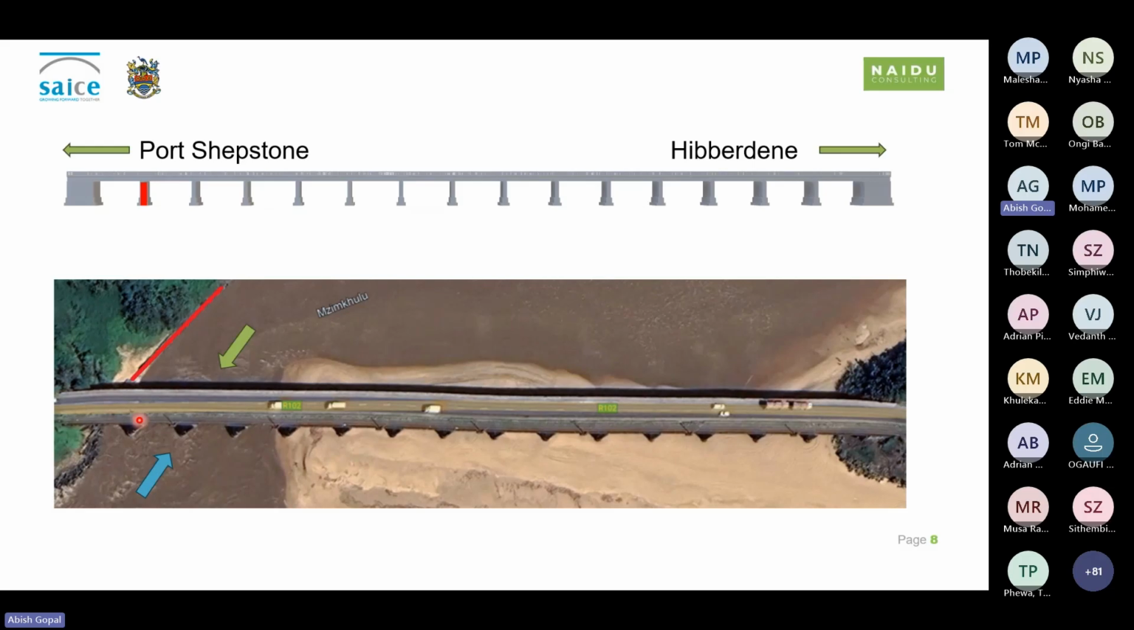Also important to note that where the red outline is, it's actually a river training retaining wall that connects to Pier 1. Now, what this does is essentially redirect the river flow, which then presents predominant flows through spans 2, 3, and 4.